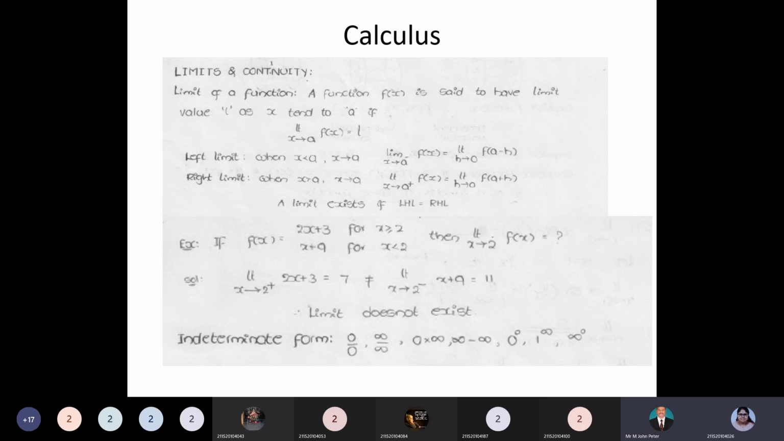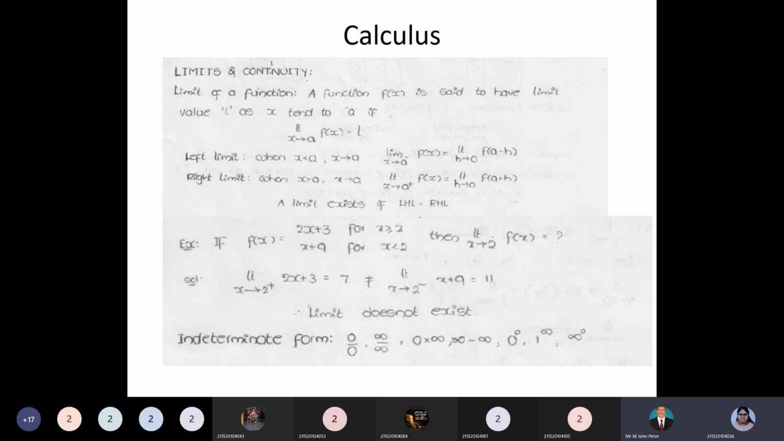Limit of a function: a function f of x is said to have a limit value L as x tends to a if the limit as x tends to a of f of x equals L. When you substitute x by a in the function, you get some constant value, and that is called L. These are all basic things. So firstly, we move on.